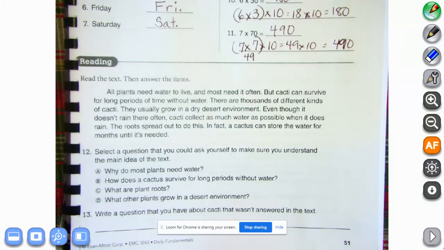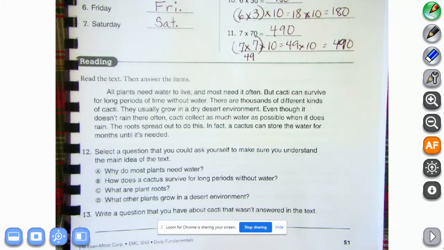All plants need water to live, and most need it often. But cacti can survive for long periods of time without water. There are thousands of different kinds of cacti. They usually grow in a dry desert environment. Even though it doesn't rain there often, cacti collect as much water as possible when it does rain. The roots spread out to do this. In fact, a cactus can store the water for months until it's needed.